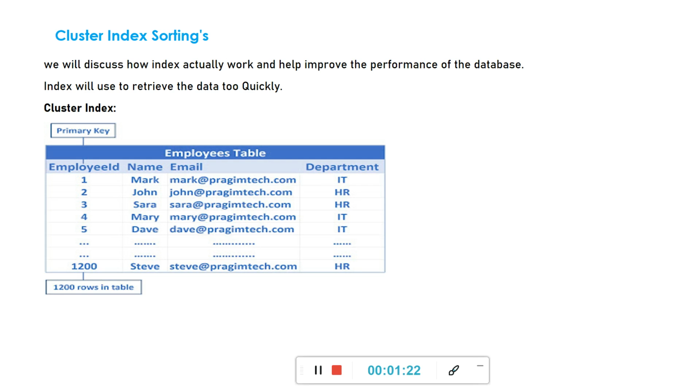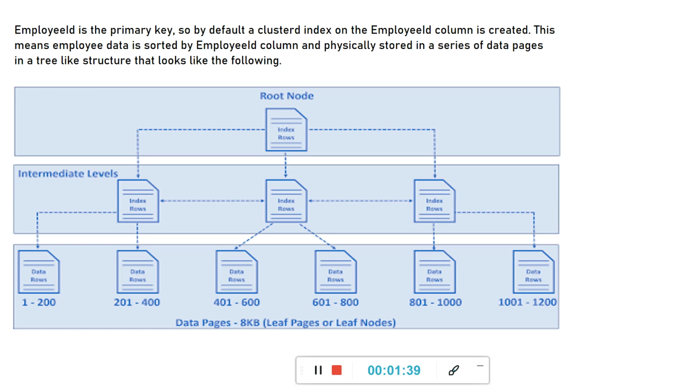But moving forward, here we will take an example of an employee table. We have an employee table which contains 1200 rows, and employee ID is the primary key. By default, a clustered index is created on the primary key. Whenever we create a table, a clustered index is automatically created on the primary key.